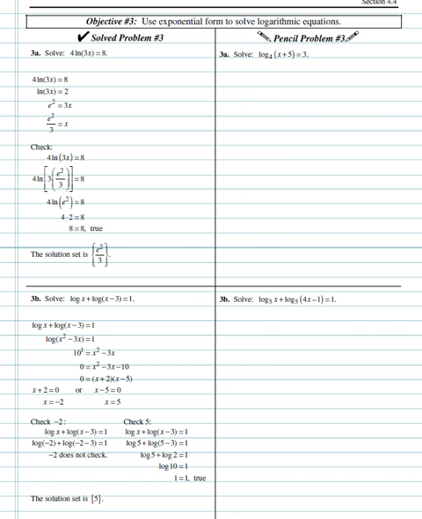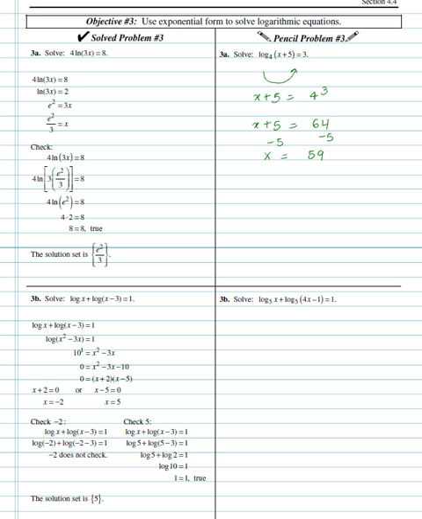Solve log of x plus 5 base 4 is equal to 3. So I'm solving logs. The easiest way to solve a log is to change it into exponential. So I'm simply going to draw my arrow from the base to the other side. So now x plus 5 becomes 4 cubed. That means x plus 5 is 64. Subtract 5 from both sides. x is equal to 59.